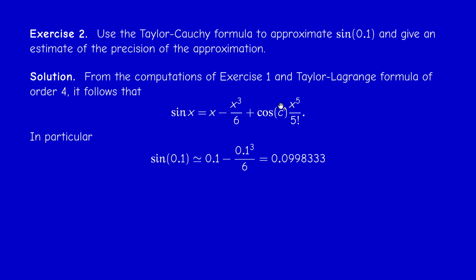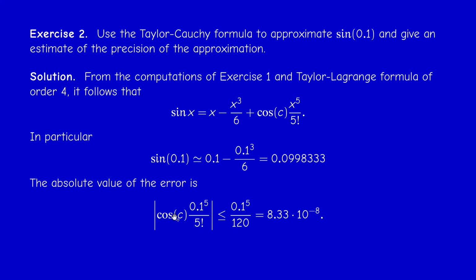Well, I can estimate the error, because this is the error committed. Now, I don't know the error precisely because I don't know c, but I can do an estimate of the error. So the error in absolute value is cosine c times 0.1 to the 5 over 5 factorial. I don't know c, so I don't know the error. But since cosine is less than 1 in absolute value, the error is less than 0.1 to the 5 over 120. And this is 8.33 times 10 to the power minus 8. So at any rate, it's less than 10 to the power minus 7.